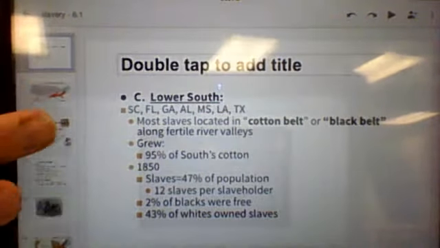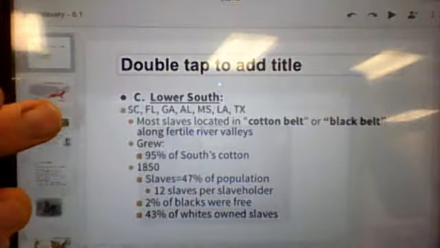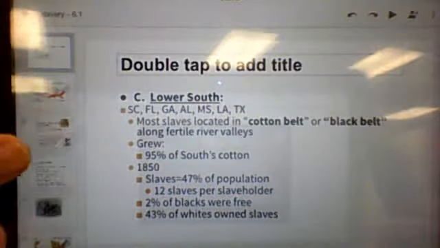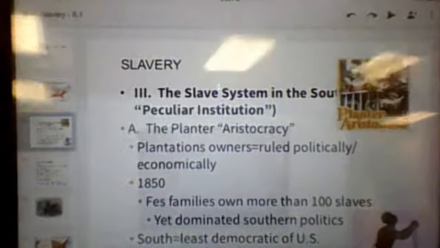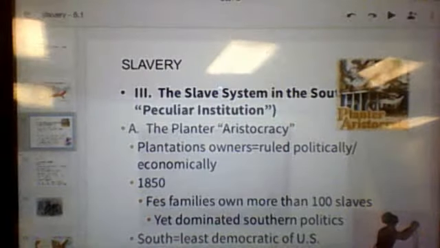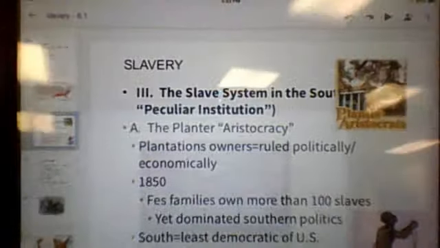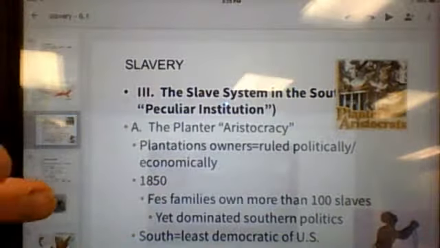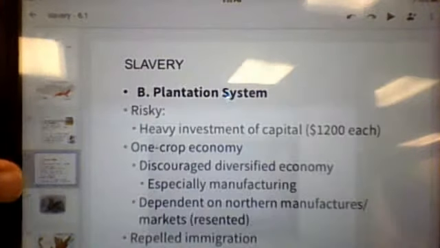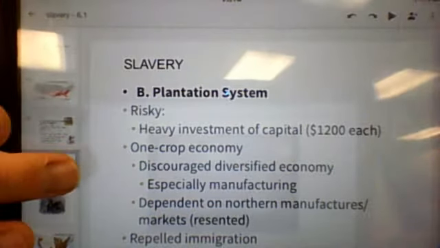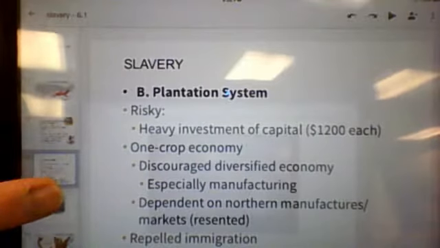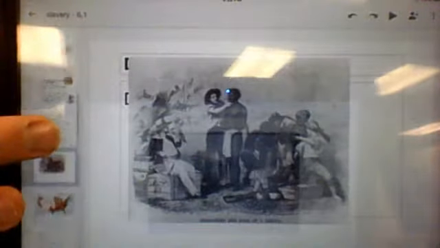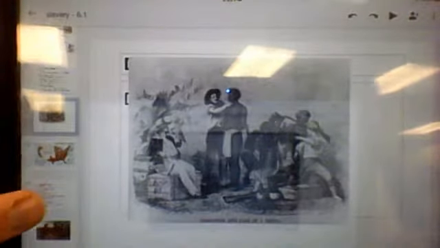All right, and remember, even where the slavery was the most, they did not have a large majority of people owning slaves. You need to know what the peculiar institution was, why it was called that, who came up with it. You need to know what the plantation system was and why it required so many slaves.